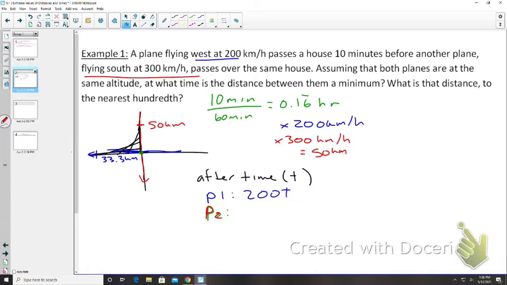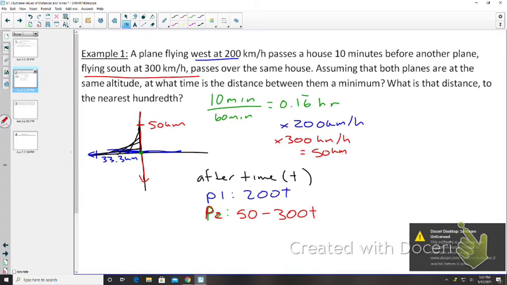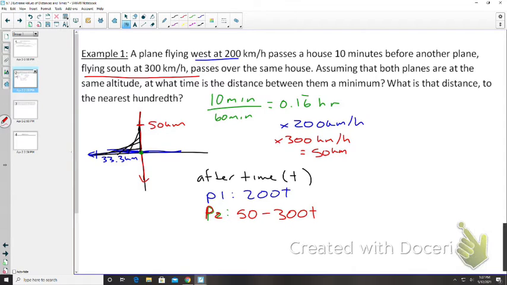Okay, it starts 50 kilometers above the house, which is our origin. So it's 50 minus the rate at which it moves, so 300 t. Okay, so after a general time t, P1 will move 200 times t, and P2 will have moved 50 minus 300 t.